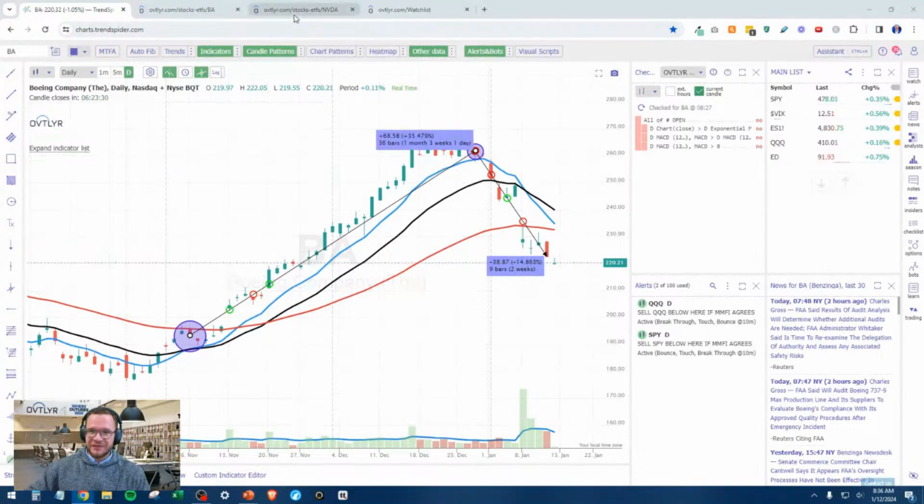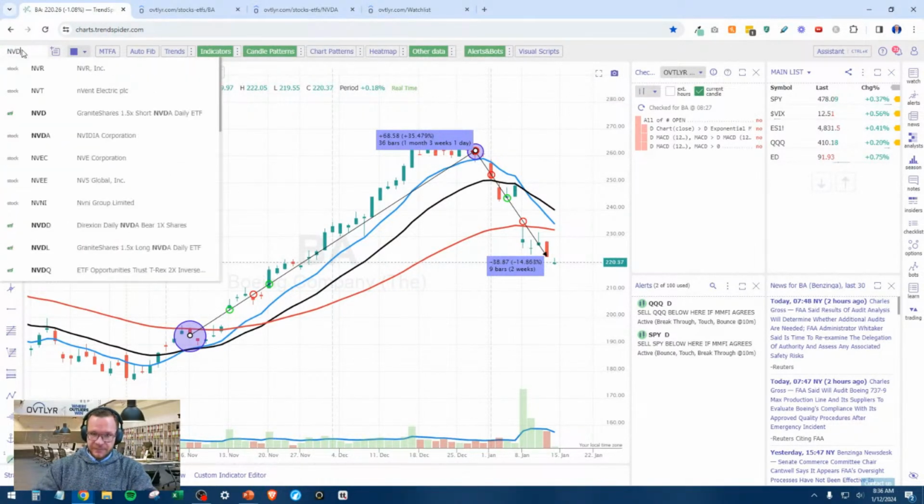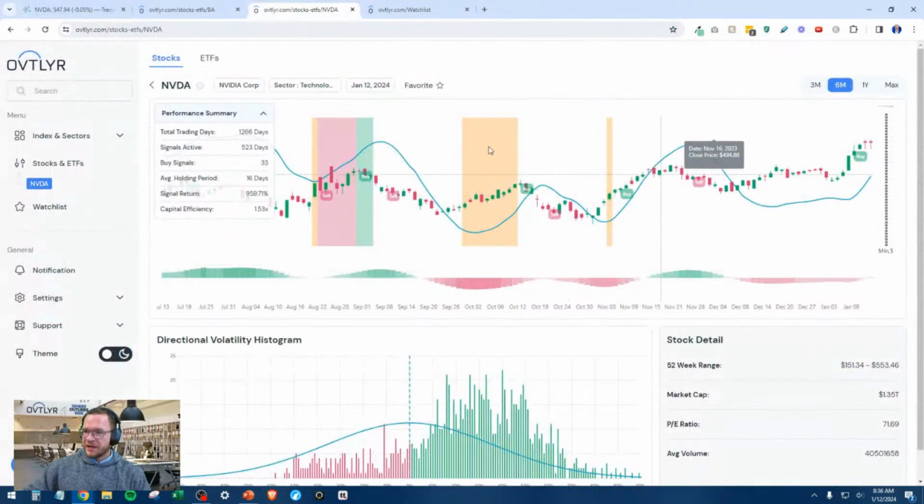Now let's take a look at NVIDIA. We got several buy and sell signals over the past year, but this signal return has generated 959%. When I saw that, I was like, whoa, my eyes popped right out of my head. 959% signal returns for NVIDIA. And we look here at the most recent buy and sell signals, right?